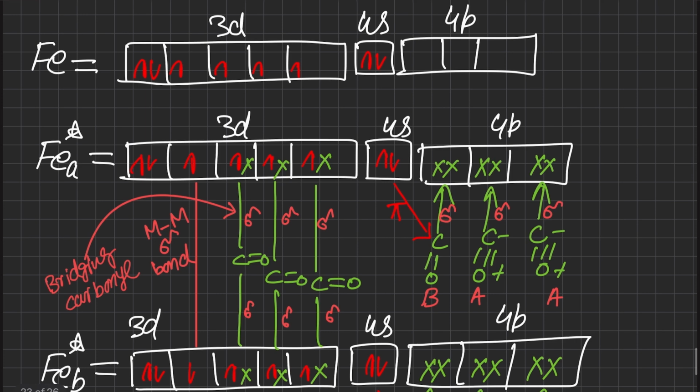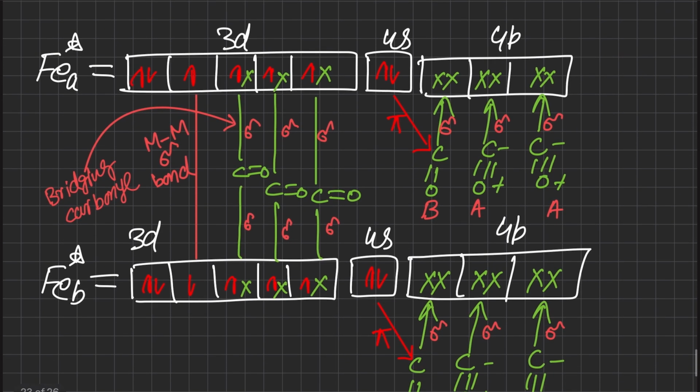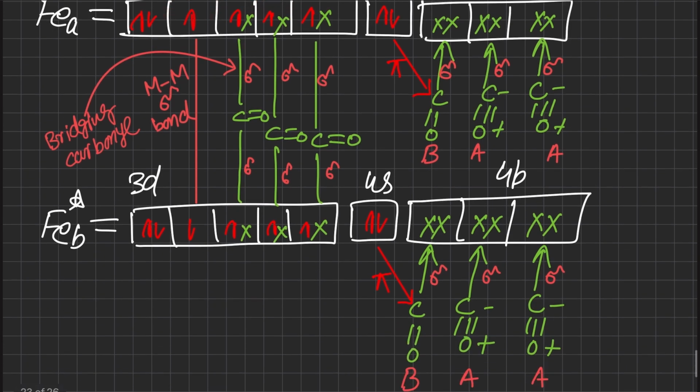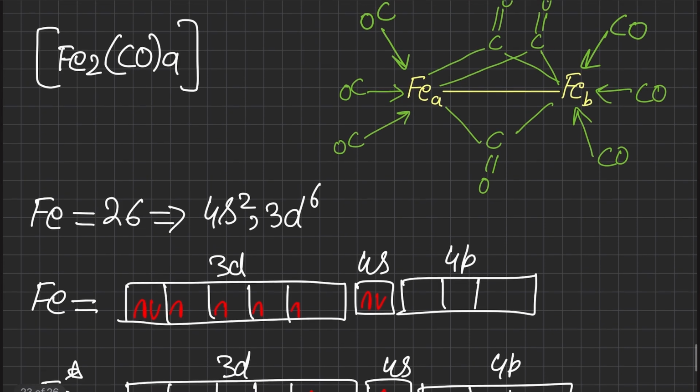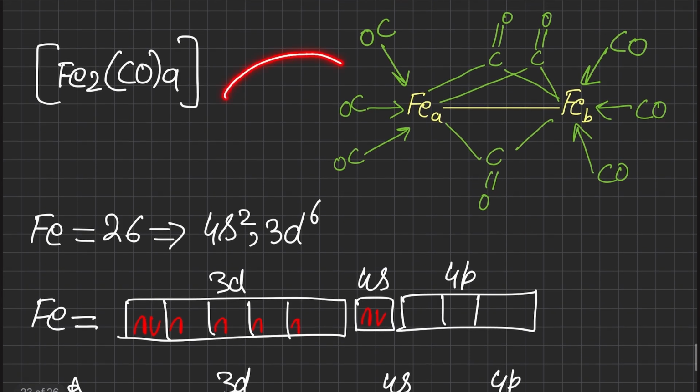And in order to make sure that all electrons have been included, we will count them: 1 2 3 4 5 6 7 8. So in this way a total of 8 electrons are consumed, like this: 1 2 3 4 5 6 7 8. So all electrons have been included. So this is the overall bonding situation of enneacarbonyl diiron.